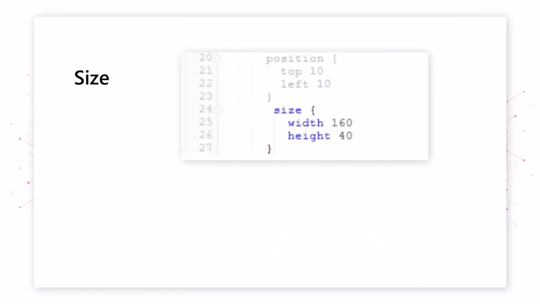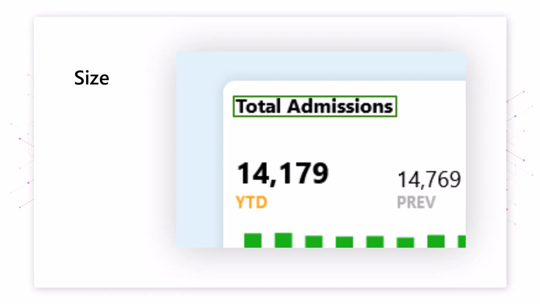The next attribute we'll talk about is size. Size has two sub-attributes, width, which is the integer pixel width of the component, and height, which is the pixel height of the component. You set this just like the position, where you set the size and then the width and the height.